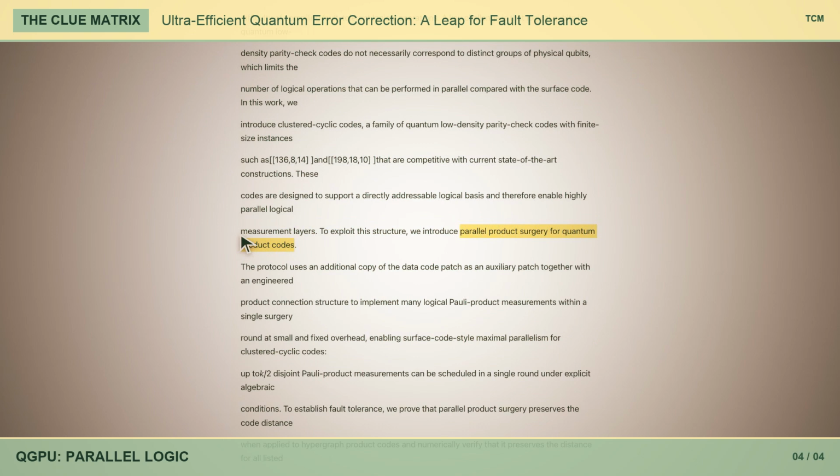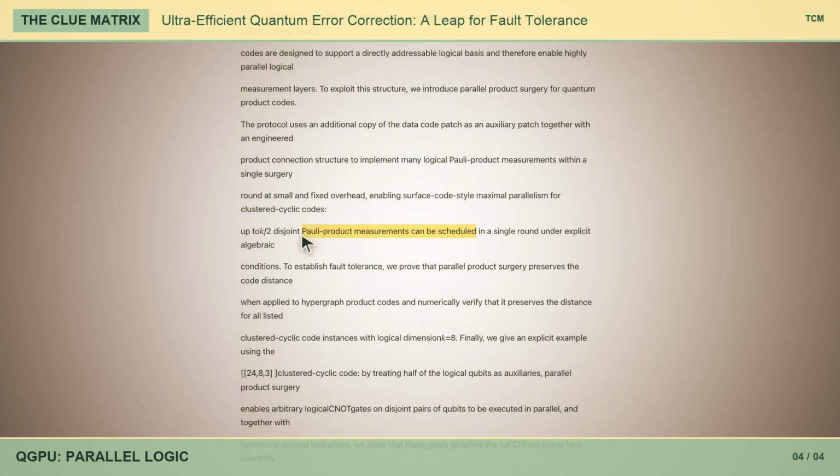Alongside these new codes, they developed a technique called parallel product surgery for quantum product codes. This method allows for many logical Pauli product measurements to be implemented simultaneously in a single round. I'm imagining a complex surgical procedure, but for qubits. So this isn't just about the codes, but also the operations on those codes, enabling them to be performed much more efficiently?